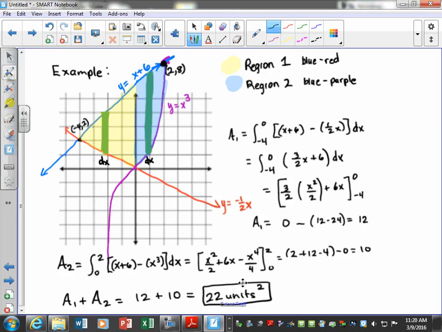So take the antiderivative and evaluate it using your fundamental theorem of calculus. We solve that and we find the blue region, or our region 2, is going to be 10. Now to get the entire area, we take the area of region 1, add it to the area of region 2, and we finish with 22 units squared.